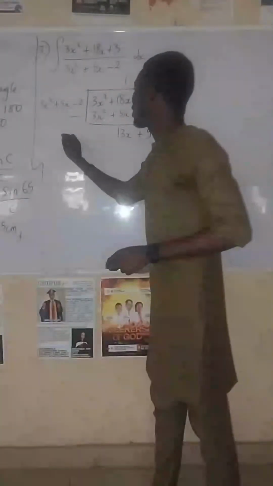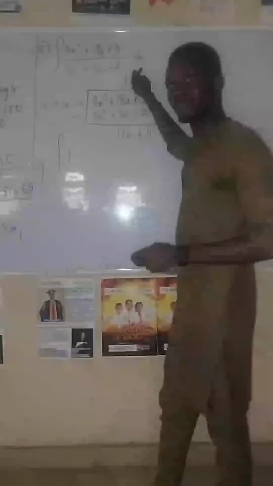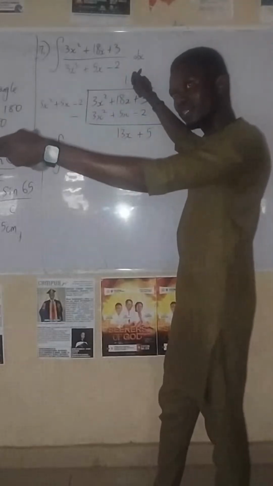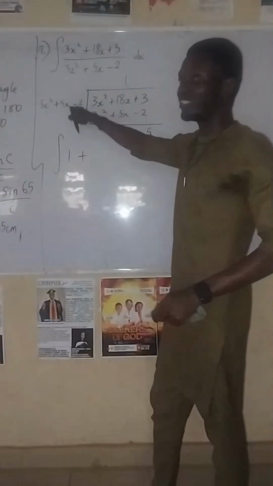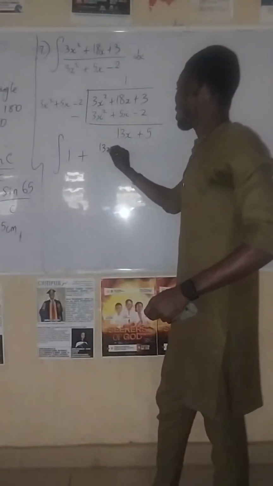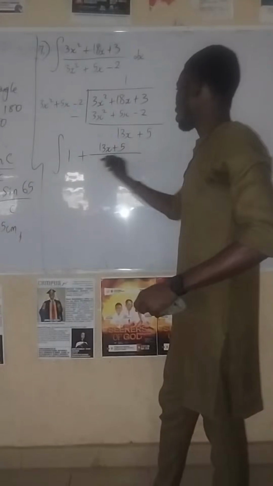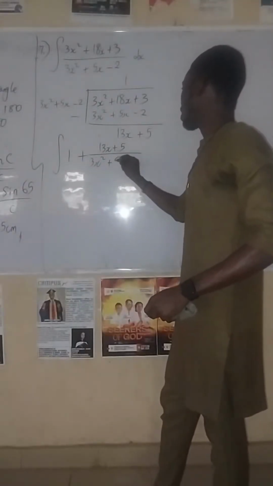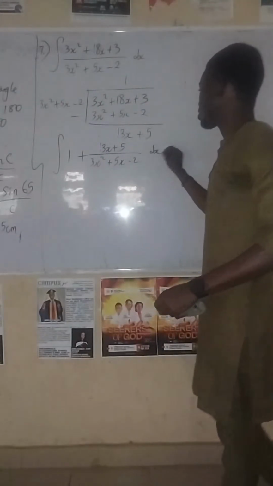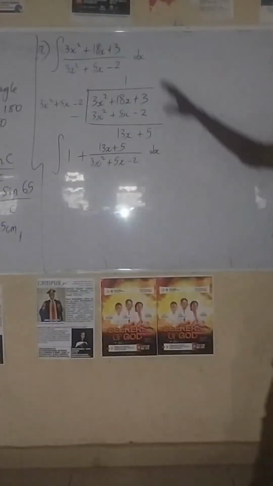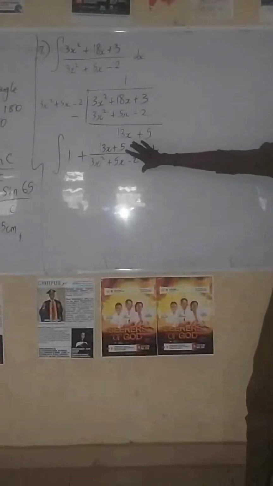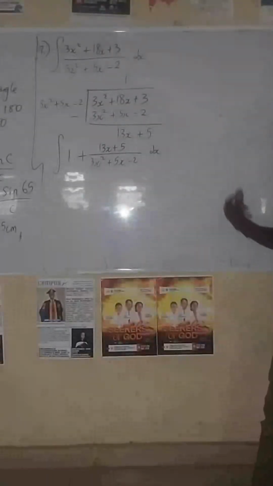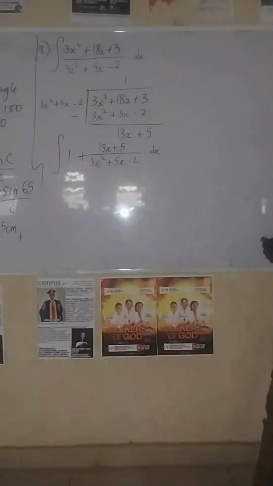So that means we have the integral of 1, the quotient first, plus remainder over the divisor, plus 13x plus 5, all over 3x squared plus 5x minus 2. Yes. So this one is now a proper fraction. What do we now do next? We now use the partial fraction method.